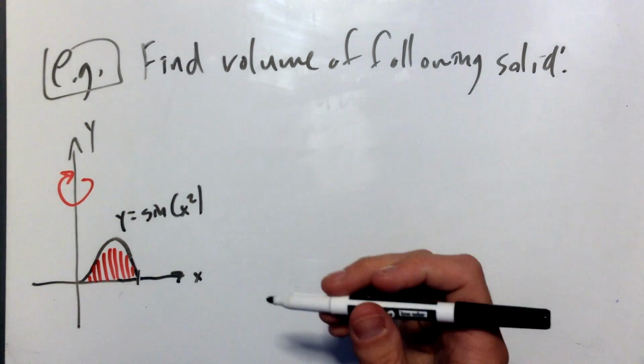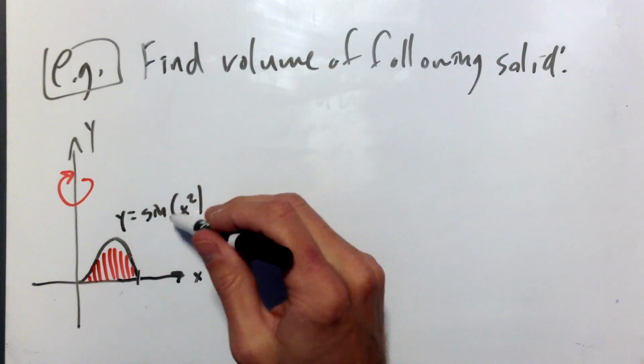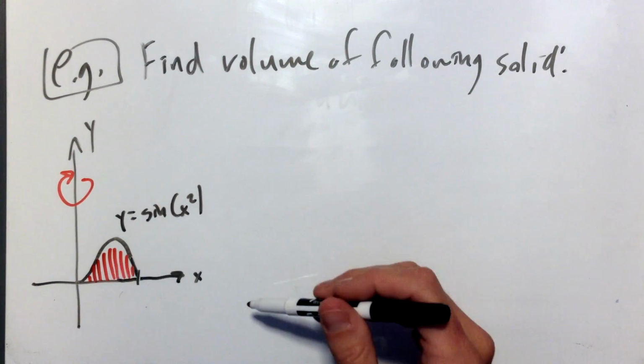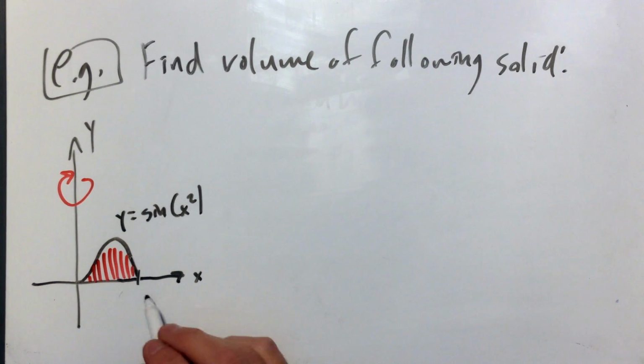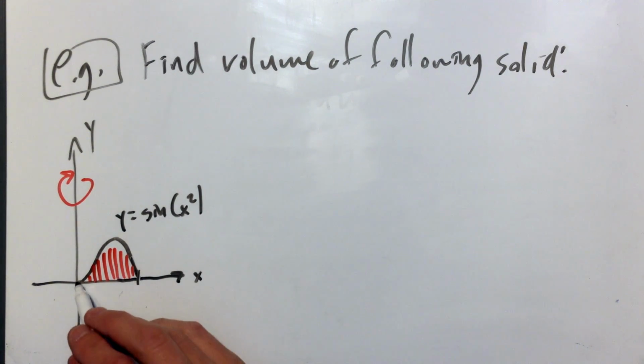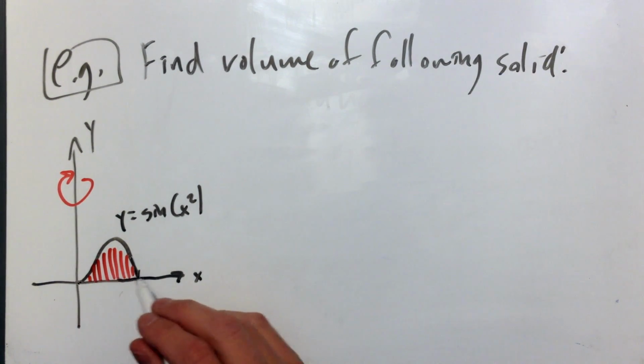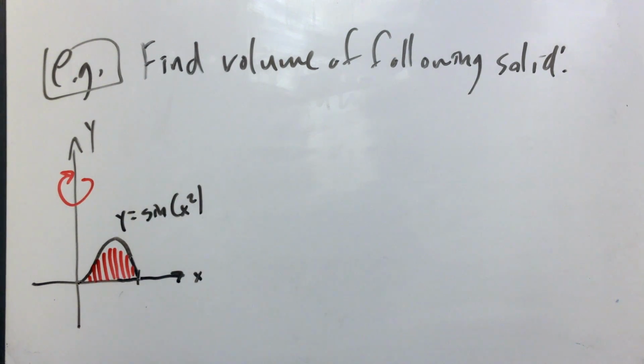Anyways, so we're looking at the solid bounded by y equals sine of x squared on the x-axis, and it looks like we're looking at the region bounded between the first two roots of the function, or the first two non-negative roots of the function.